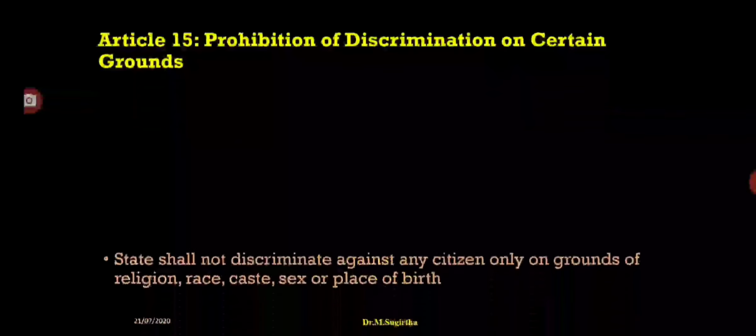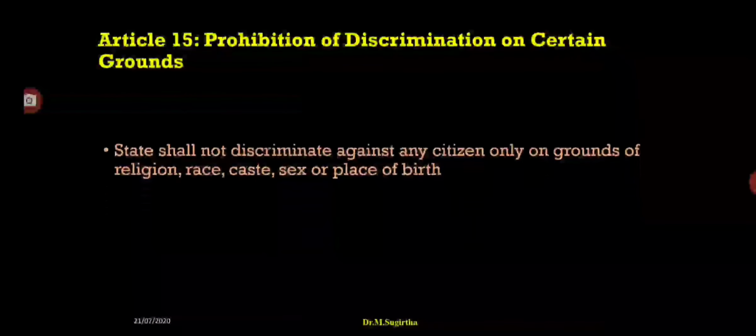Then Article 15. Article 15 prohibits discrimination by the state against any citizen on grounds only of caste, religion, sex, race, and place of birth. Fundamental rights are provided to every citizen of the country without any discrimination.